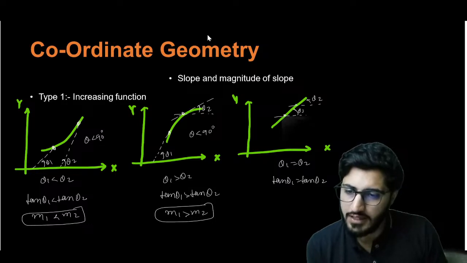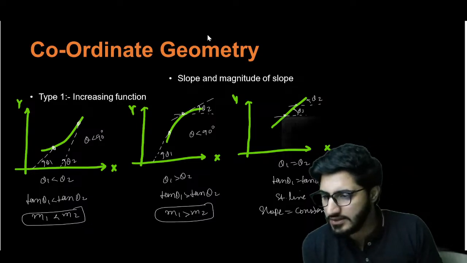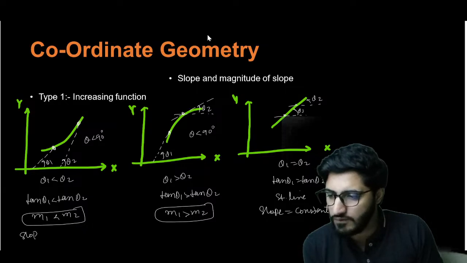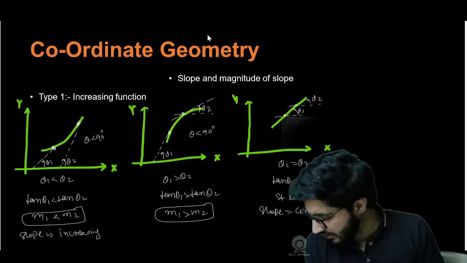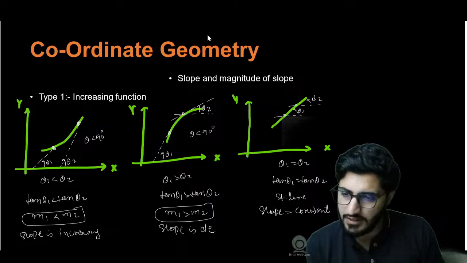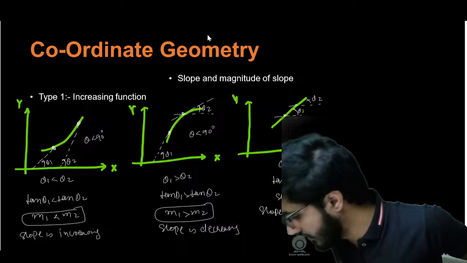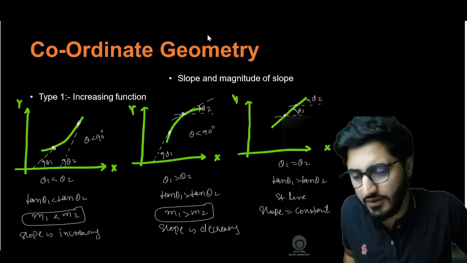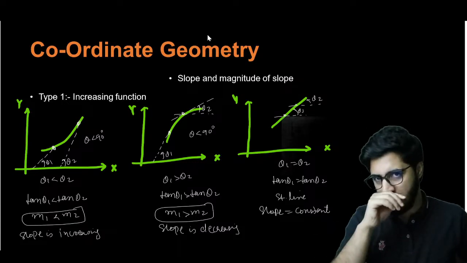Or you can write it is a straight line. Why? Because slope is constant. Perfectly. In this case, slope is increasing, and in this case, slope is decreasing. Whether the slope is increasing or decreasing, you can now get it by this point, right? You can now just manipulate these things by the given thing that I have shown to you, right?